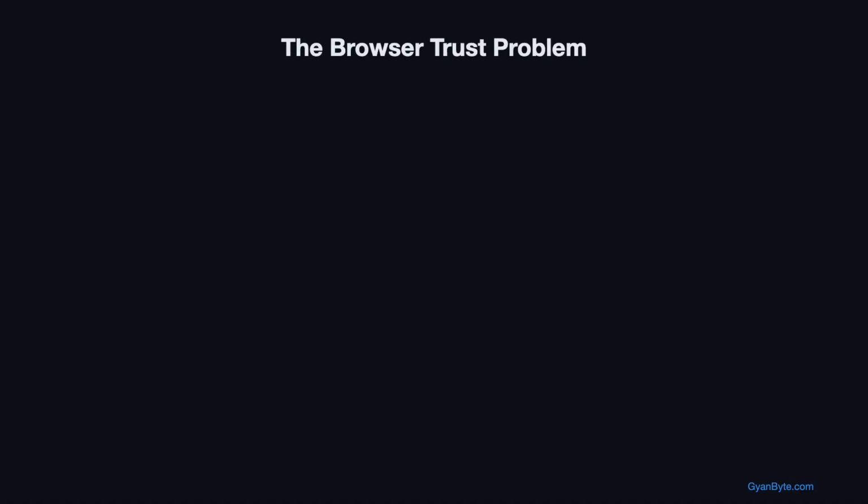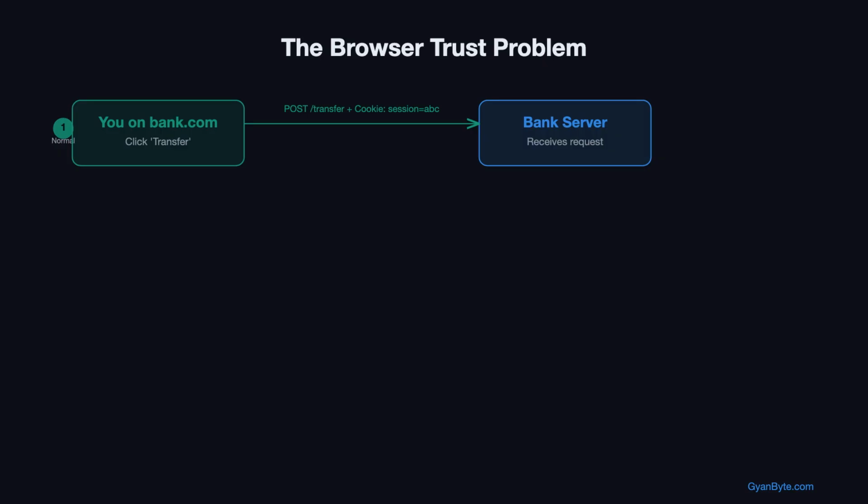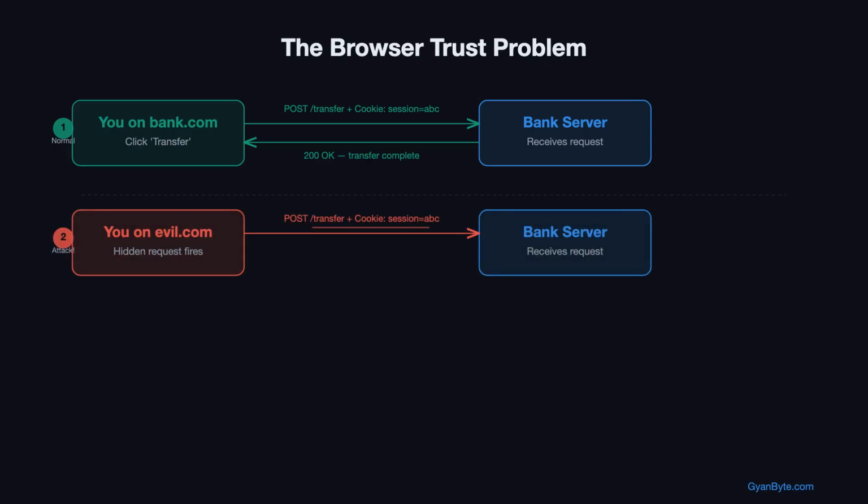Here's the thing about browsers that makes CSRF possible. When your browser sends a request to bank.com, it automatically attaches every cookie for that domain. Every time you're on bank.com, you click transfer, the request goes out with your session cookie. Normal. Now here's the problem.